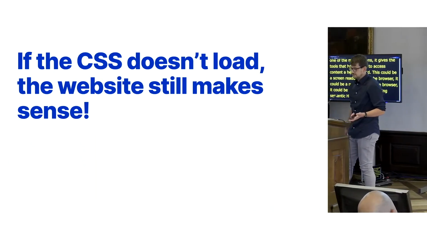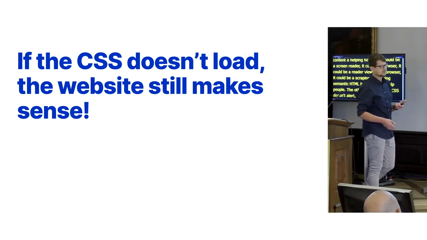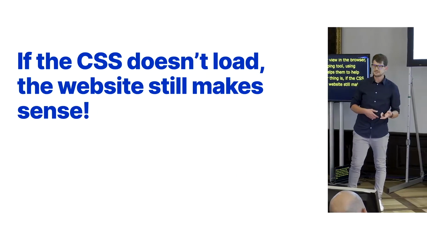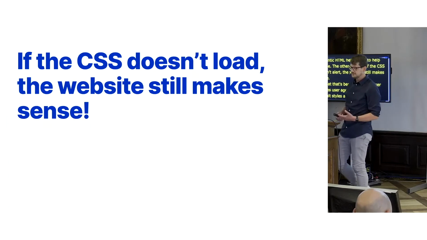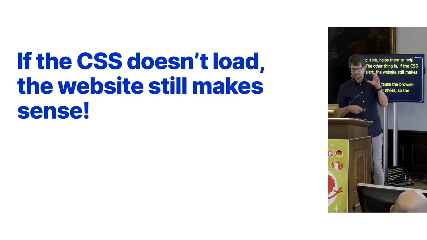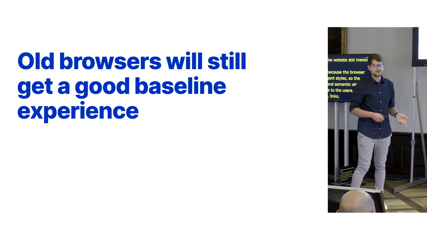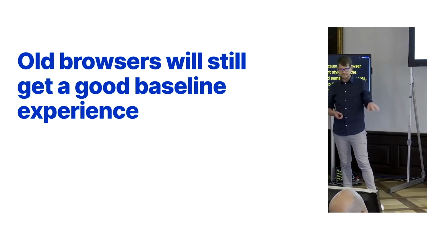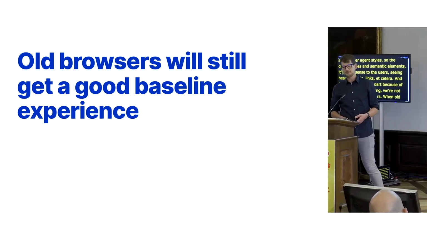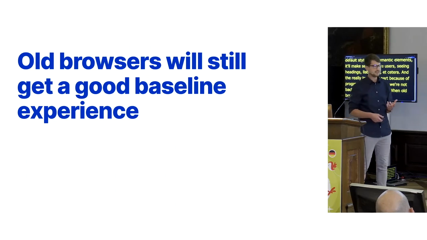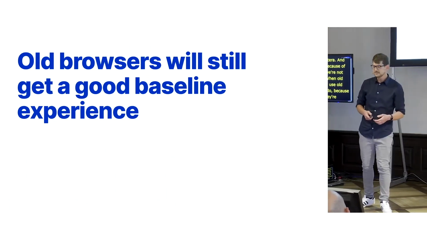The other thing is, if the CSS doesn't load, the website still makes sense. And that's because the browser ships what's called user agent styles. So they're default styles. And if you use semantic HTML elements, it'll make sense to the user. They'll be able to see the headings, they'll be able to see lists, links, etc. And the really important part, because we're progressively enhancing, we're not backfilling for old browsers. When old browsers fail, and when people use old browsers, which they still do, because we're using semantic HTML, they're going to get a great experience because they're going to get a HTML web page.